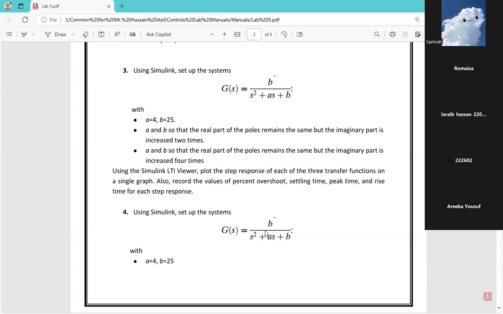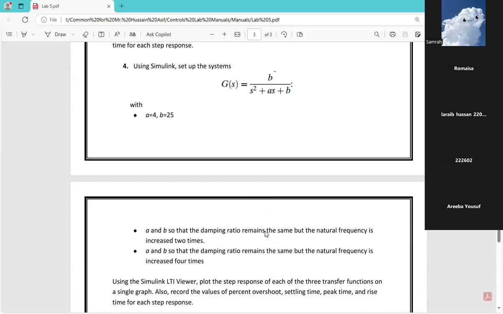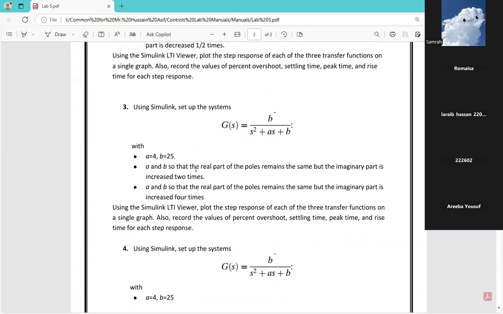I'm going back to the manual. Okay, so now my transfer function would be for the same real part, but double imaginary part, and the same real part, but 4 times imaginary part. So I am going to have three systems. One is the original system, 25 over s square plus 4s plus 25. Then the system with double imaginary part, but the same real part. Then the system with 4 times the imaginary part, but the same real part.